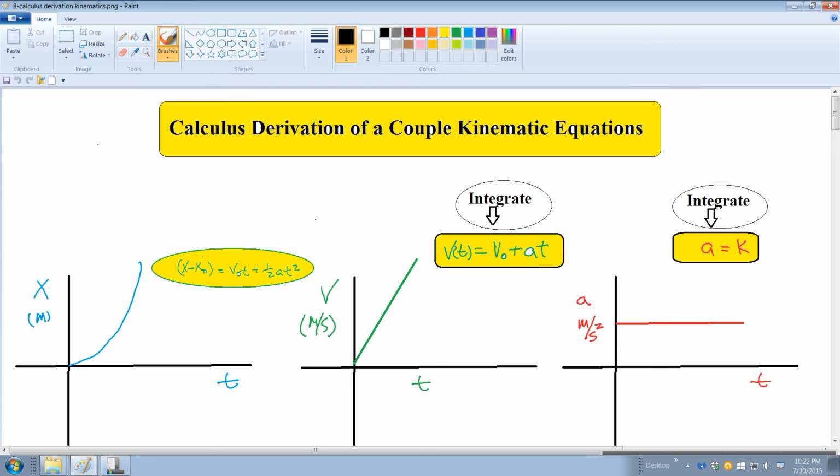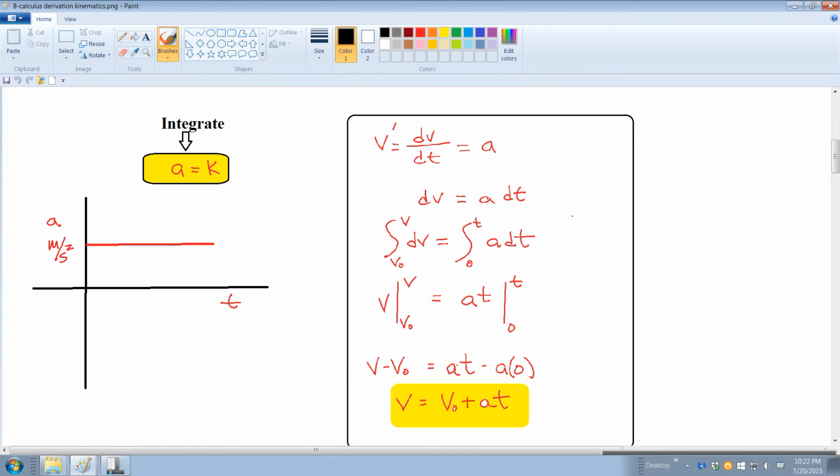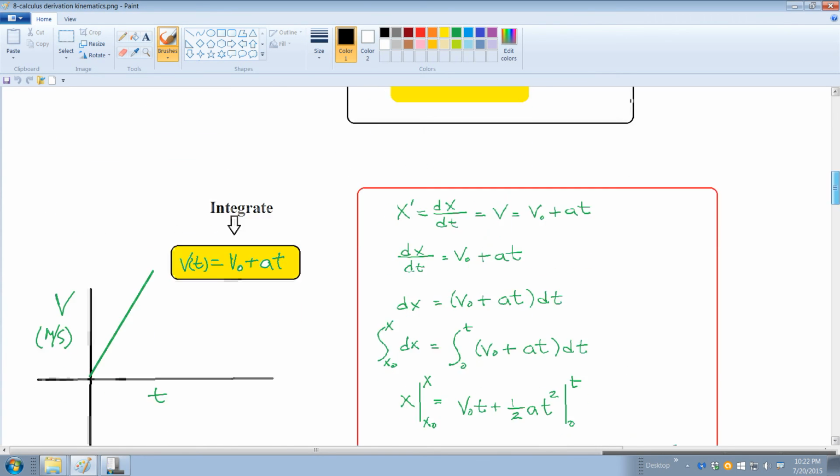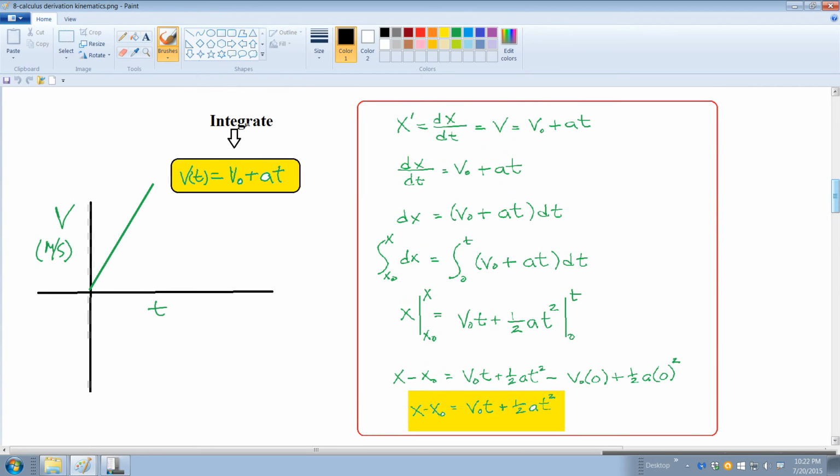And I'll show you the work here. So if you take this equation, the acceleration, and you integrate it using the definite integrals that you can see here, you'll get the equation after you do the integration for velocity. And then you can take that and integrate that equation and get this. So you can look at the work for those.